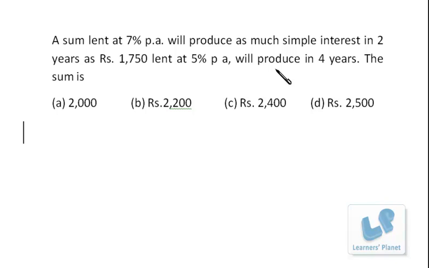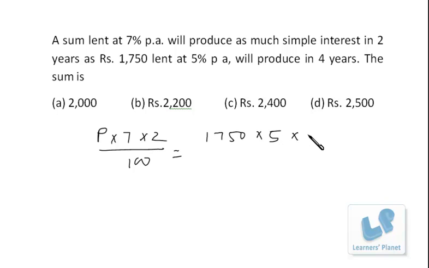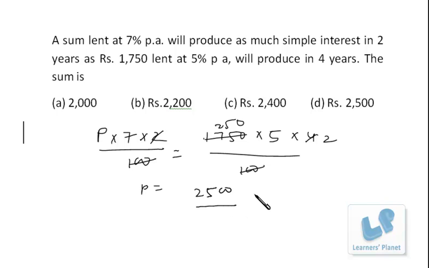Quite a simple problem. We just have to equate the simple interest in both the cases. In the first case, we do not know the principal. You just write P. Rate of interest is 7, time is 2 years, by 100, is equal to, in the other case, the principal is 1750, rate is 5% for 4 years, by 100. So we just have to calculate the value of P. So P is 2500, that is, principal is 2500 rupees. Quite a simple problem. I hope your solution is matching with mine.